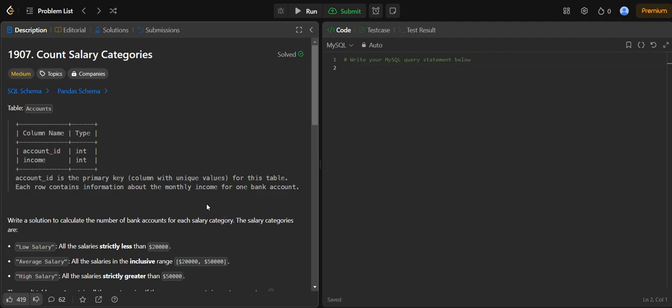Hello everyone, welcome to day 13 of solving SQL. Today we are going to solve this problem, count salary categories. So it is a medium level problem.